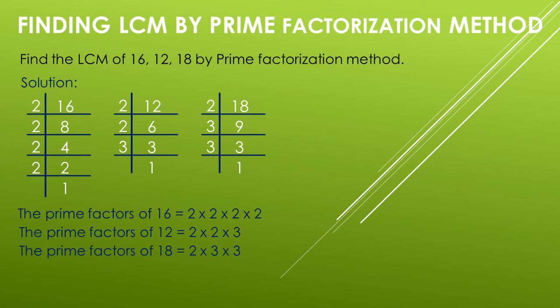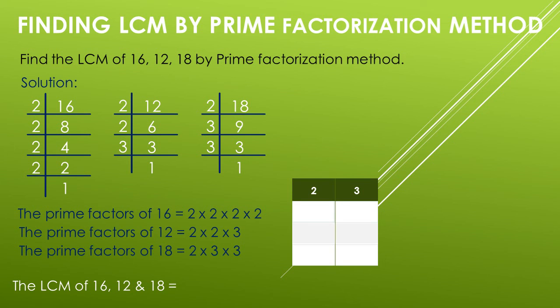Then we find the LCM. So the LCM of 16, 12 and 18 is equal to, first see what are the different prime factors present in 16, 12 and 18. We see 2 and 3. So make a table like this with 2 and 3. Now fill this. How many times is 2 present in 16? 4 times. So write 4 here. How many times is 3 present in 16? 3 is not present in 16.